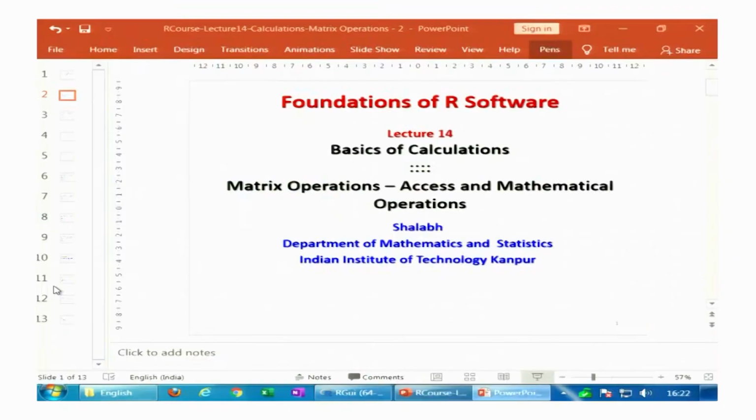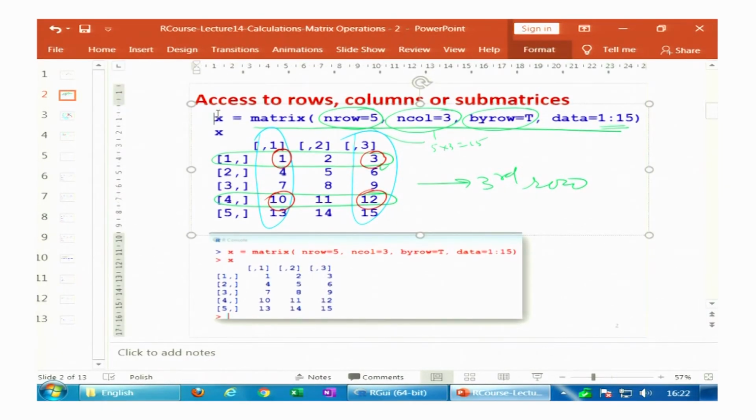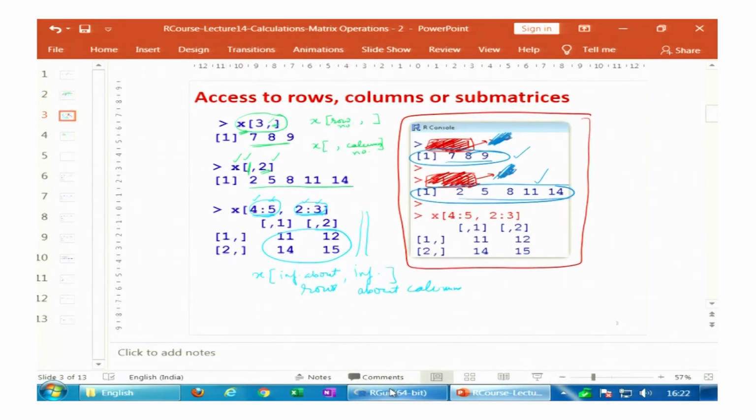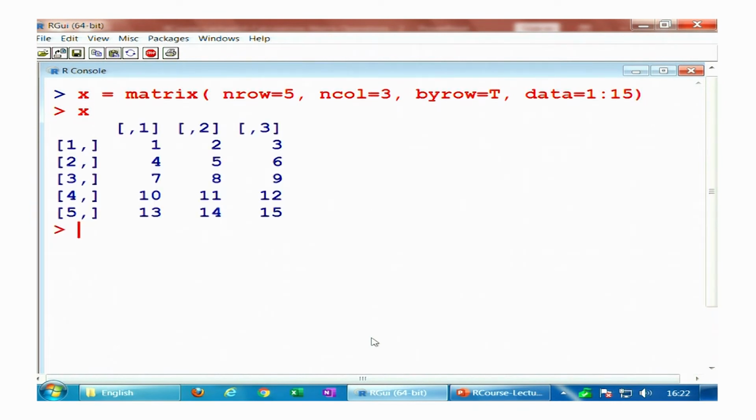Right. So, let us try to do these operations in the R software and try to understand how these things are happening. Let me try to create this matrix. You can see here that this is the matrix X. Now, in case I want to access the third row and third column.